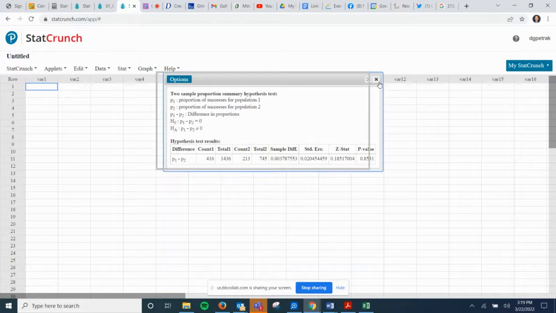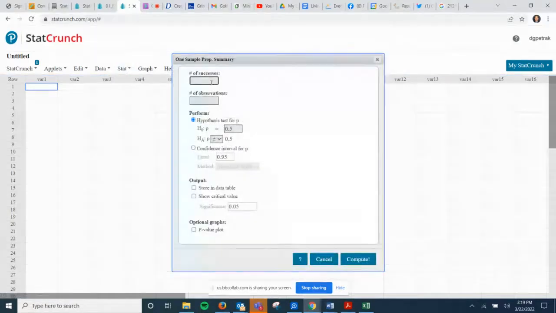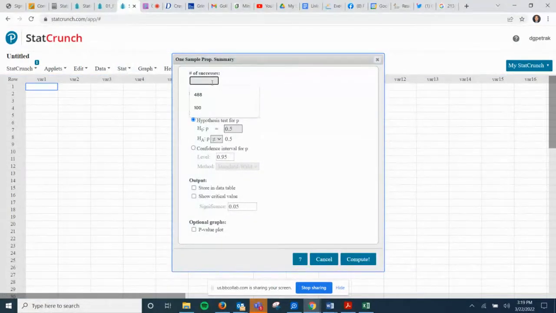So all you do is go Stat, Proportion Stats, One Sample with Summary. For this one, it says suppose 250 subjects are treated with a drug that is used to treat pain and 50 of them develop nausea. Use a 0.05 significance level to test the claim that more than 20% of the users develop nausea. So your null hypothesis is that it's 20%, right? You see how I typed that in right there? The alternative is that it's greater than 20%, right?